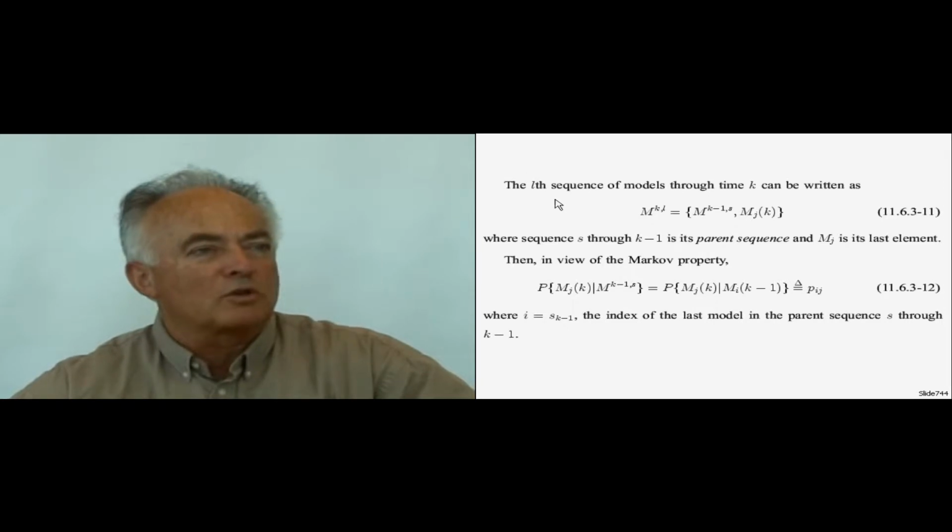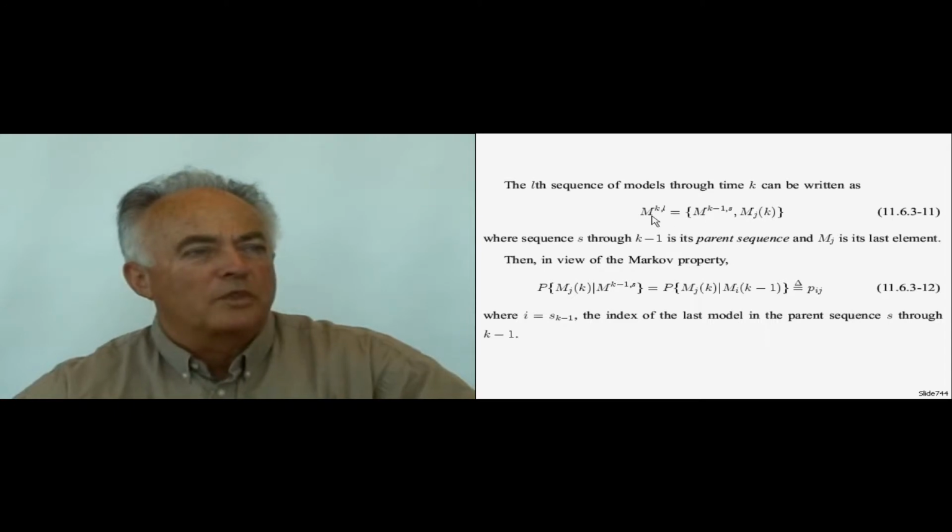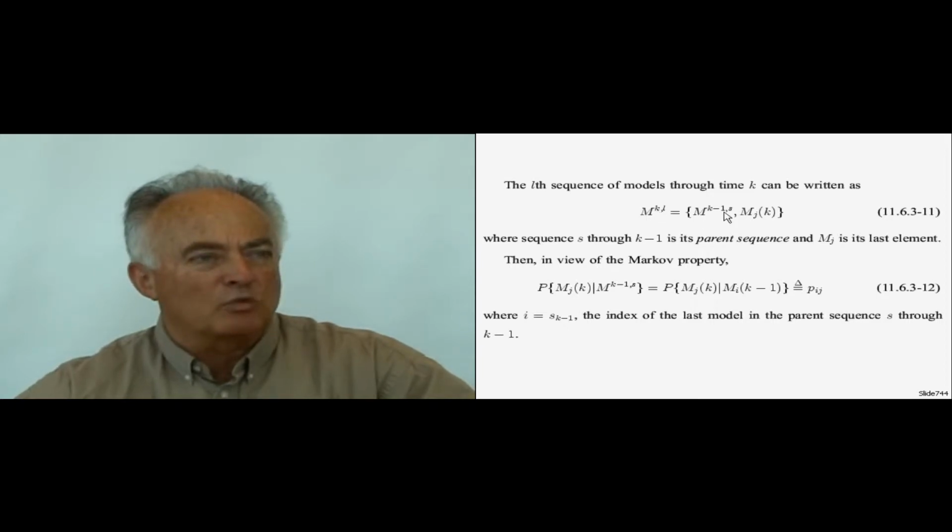So this Lth sequence of models, M super kl, will be written as M super k minus 1 s and M j at k. So we have the parent sequence of this M super kl as M super k minus 1 s. Its last element is M j at k. So sequence number s through time k minus 1 is the past history, the parent in this longer sequence through time k. The last element of this is number j at time k.